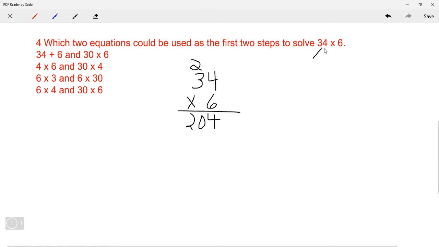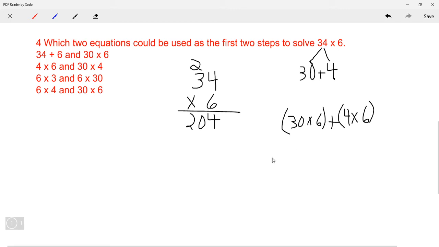Now, what we can do with 34, the other two methods that we use involve breaking 34 into expanded form. So it's 30 plus 4, and then we multiply 6 by each of these. So it would be 30 times 6 plus 4 times 6.